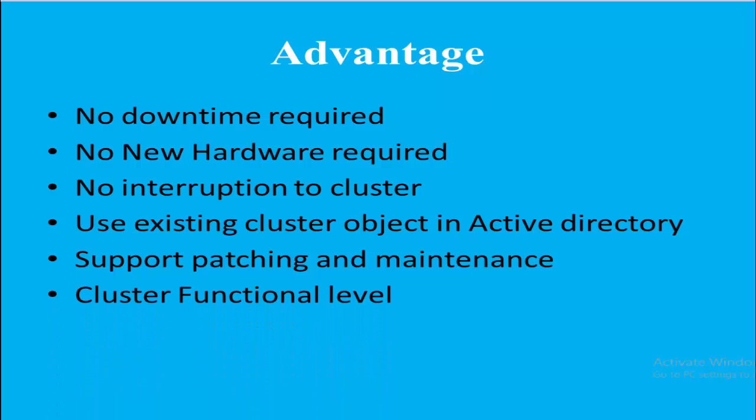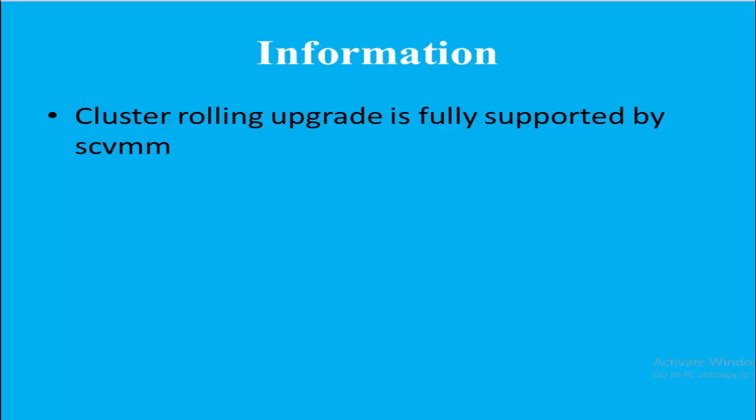Cluster functional level is a public property that indicates the state of the cluster. A value of 8 indicates the cluster is running at Windows Server 2012 R2, and a value of 9 indicates the cluster is running at Windows Server 2016. Just to inform you, you can upgrade cluster nodes to Windows Server 2016 through SCVMM also.